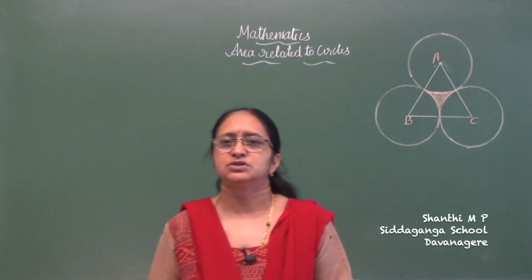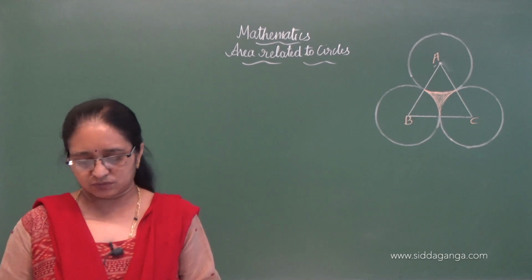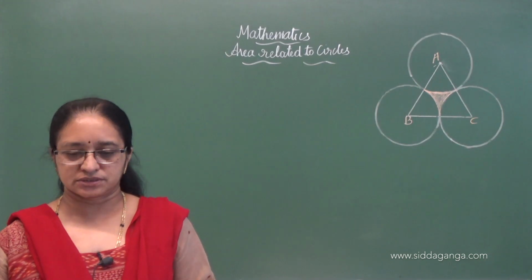Hello students, so let us continue with the exercise 12.3. Now 10th one, the area of an equilateral triangle ABC is 17,320.5 centimeter square. With each vertex of a triangle as a center, a circle is drawn with the radius equal to half the length of the side of the triangle. Find the area of the shaded region. And they have given you to use pi is equal to 3.14 and root 3 is equal to 1.73205. Okay, is it clear?